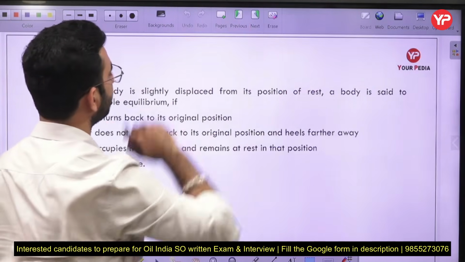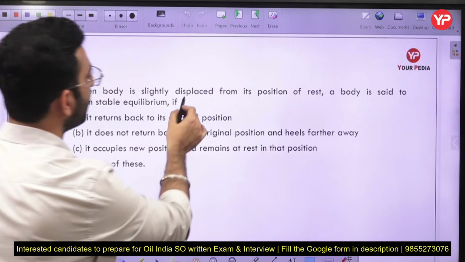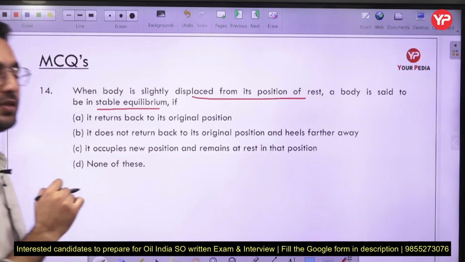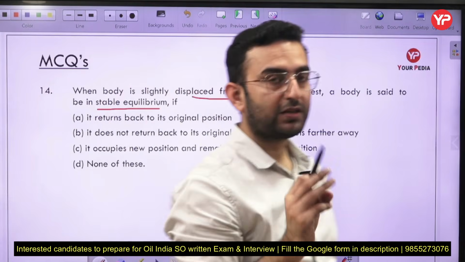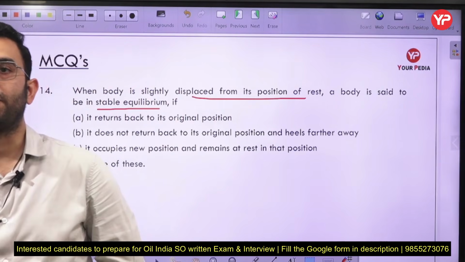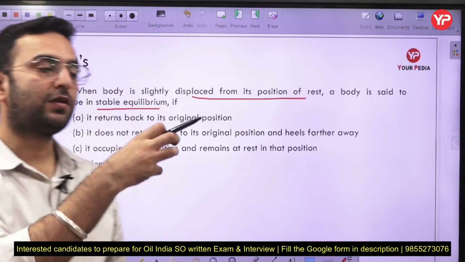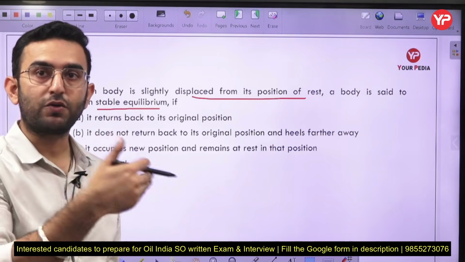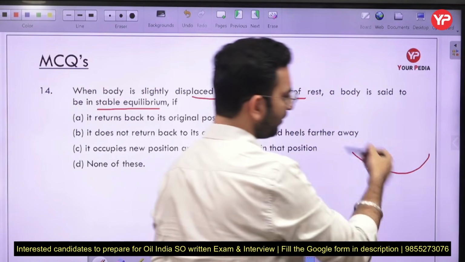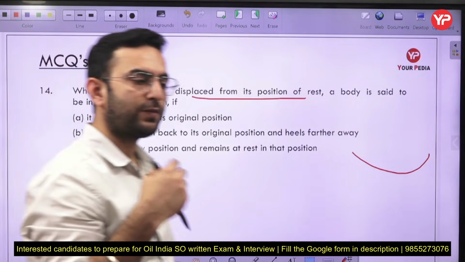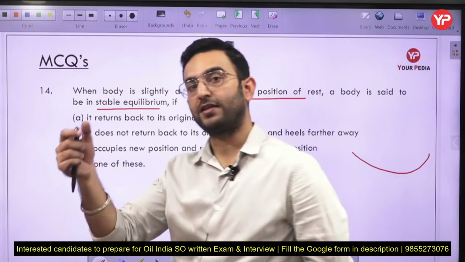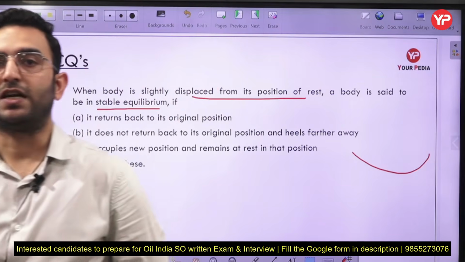Next question: when a body is slightly displaced from its position of rest, a body is said to be in stable equilibrium if... Now just see, whenever we cover equilibrium, there are three types: the first one is stable, then neutral, and then unstable. In the case of a stable equilibrium, if you disturb the system, the system will return to its original configuration. It is the same case as a body oscillating on a curved surface. Similarly, if you displace the body and the body does not come back, but makes a new position as a stable or equilibrium position, then we say it is a neutral equilibrium.